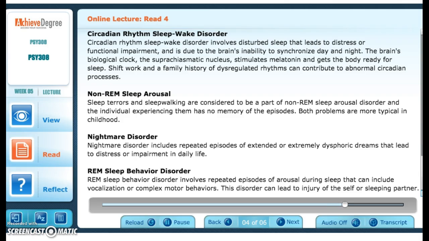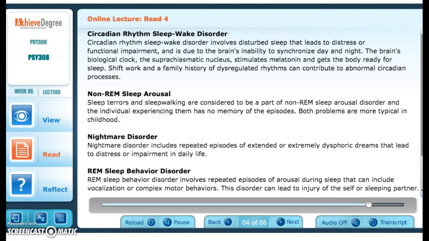Non-REM sleep arousal. Sleep terrors and sleepwalking are considered to be a part of non-REM sleep arousal disorder, and the individual experiencing them has no memory of the episodes. Both problems are more typical in childhood.